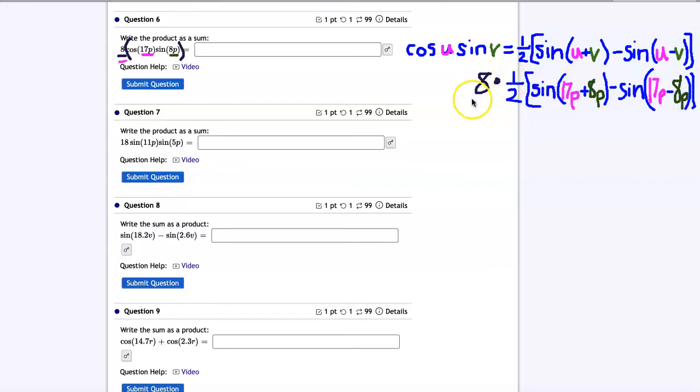So by the end of this course, you should be pretty good at formulas. 8 times 1/2 is, of course, 4. And this 4 is going to be out in front. And I have the sine of 17P plus 8P, which is, of course, 25P.